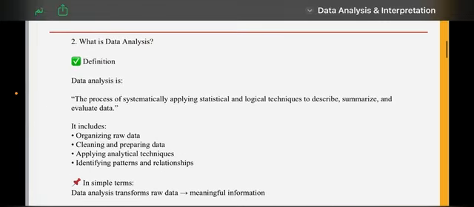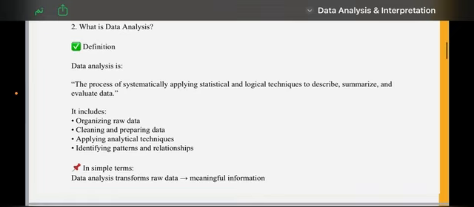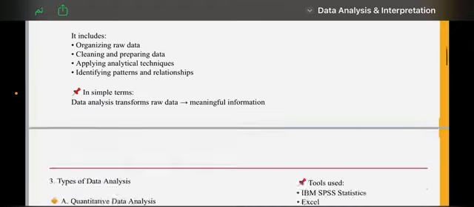So, if we begin with data analysis and we want to define it, we can say that it is the process of systematically applying statistical and logical techniques to describe, summarize, and evaluate data. It includes organizing raw data, cleaning and preparing data, applying analytical techniques, and identifying patterns and relationships. So in simple terms, data analysis transforms raw data into meaningful information.